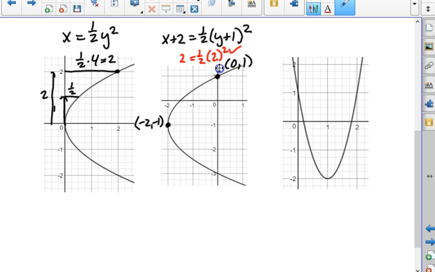Okay, so what if I didn't know what that coefficient was? Let's look at that next time, a different method of doing this. I'll show two methods for the next one.